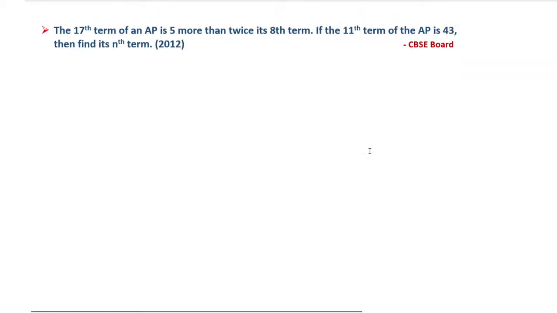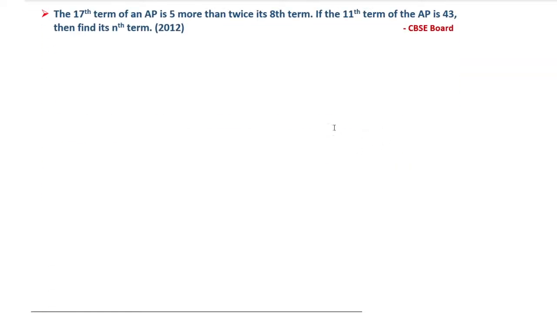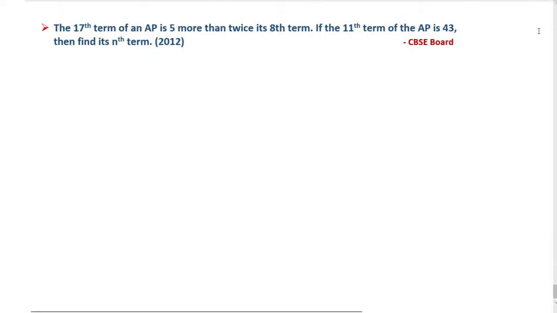Okay, one more question I will give you. Take down this question also. The last question for today. Just take one more screenshot. Both questions are of a similar kind. Solve them both.